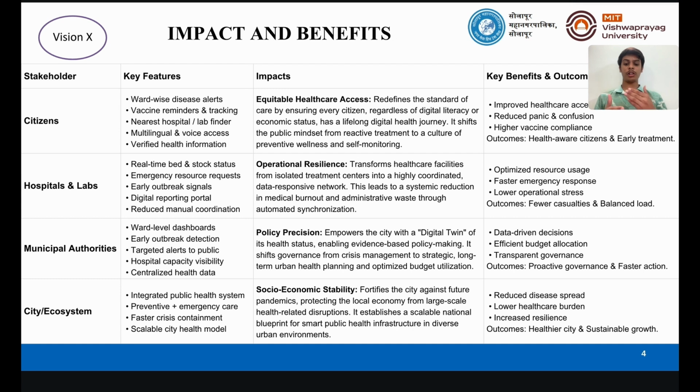For municipal authorities, we offer a ward-level dashboard, outbreak detection, and centralized health data. These enable data-driven decisions, efficient budget use, and faster policy action. For the city, we strengthen preventive and emergency care, reduce disease spread, and build a scalable public health system. In short, VisionX turns public healthcare into a smart, preventive, and data-driven ecosystem. Thank you.